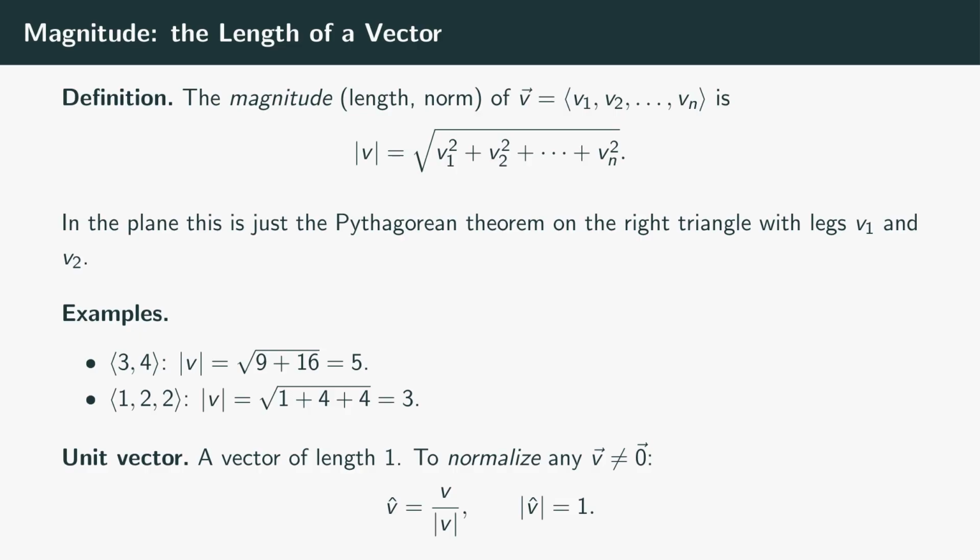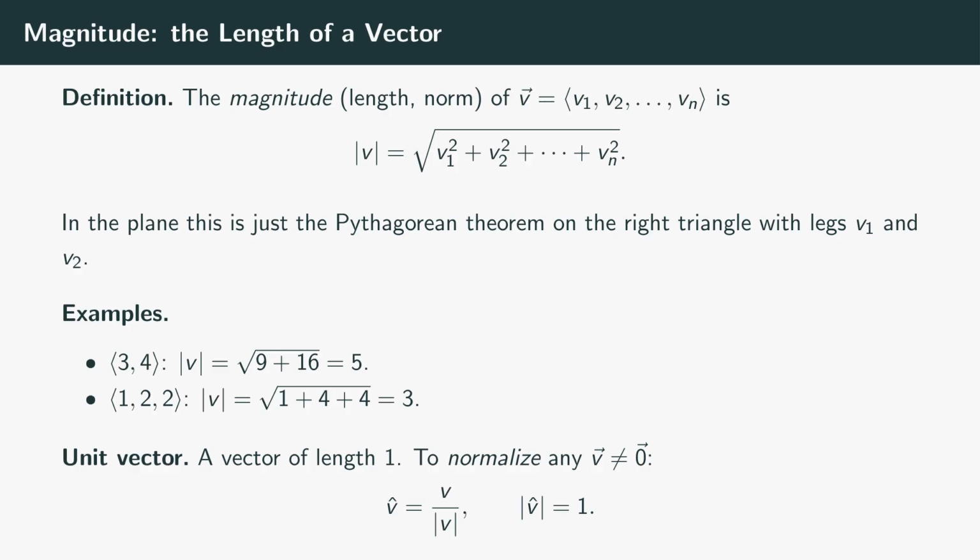A vector with components 3 and 4 is the hypotenuse of a right triangle with legs 3 and 4, so its length is the square root of 9 plus 16, which is the square root of 25, which is 5. The same formula works in any dimension, just keep adding square components under the root. The vector 1, 2, 2 in space has length the square root of 1 plus 4 plus 4, which is 3.